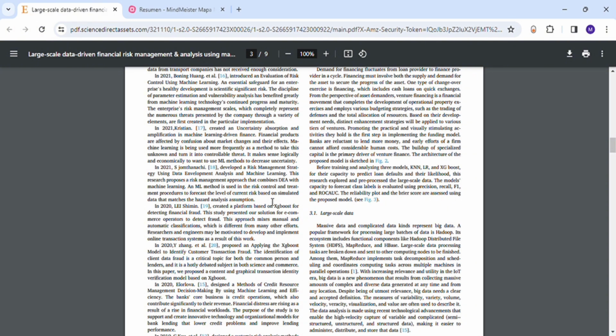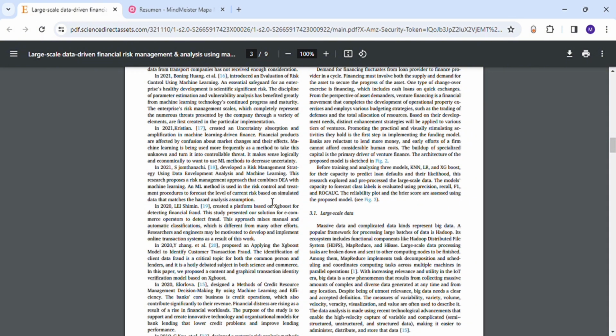In 2020, Shang proposed and applied the XGBoost model to identify consumer transaction fraud. The identification of client data fraud is a critical topic for both the common person and lenders, and it is a hotly debated subject in both science and e-commerce. In this paper, we propose a content and graphical transaction identity verification model based on XGBoost.